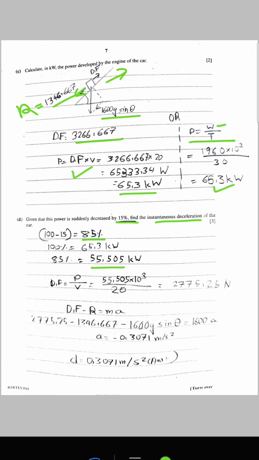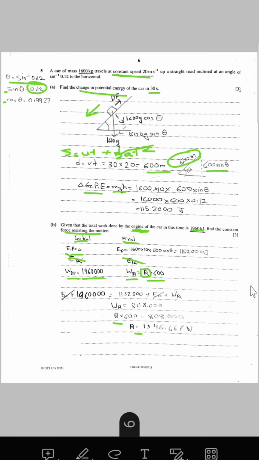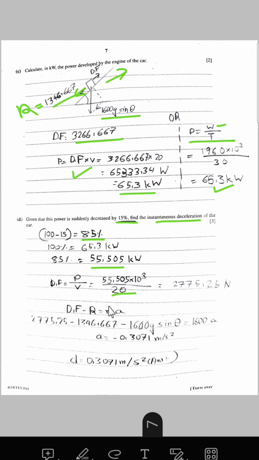So we need to find the instantaneous deceleration. For the deceleration, at some instant, we need to first find the driving force. That is, driving force is equal to power by velocity, and since velocity is not changing, we use 20 meter per second. That is given at the top of question number 5, that is 20 meter per second. So driving force is equal to power by velocity.